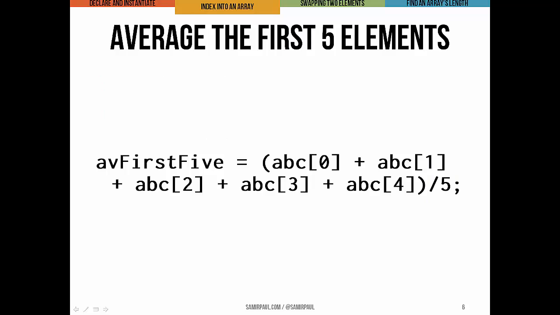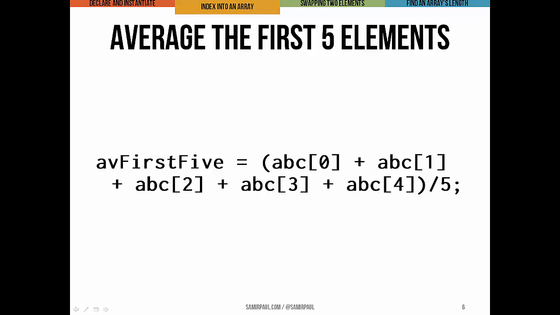If we wanted to average the first 5 elements, we could do it just like this. ABC sub 0 plus ABC sub 1 plus ABC sub 2 plus ABC sub 3 plus ABC sub 4, sum them all together, divide by 5, and store that into average first 5. That's pretty straightforward. It could get a little tedious if we wanted to find the average of an array of 100 ints, but for our purposes right now, with just these 5 integers, that's no problem.